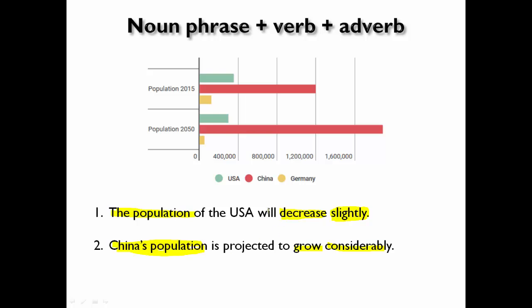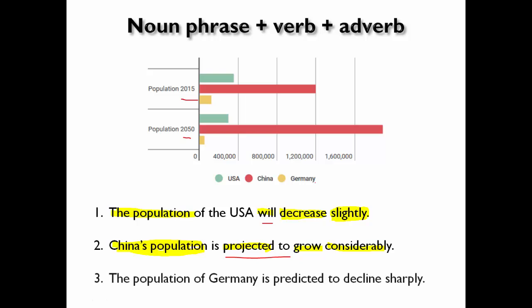And you'll notice that I put two future tenses. So we'll use a different color for that. Will and projected to, two future structures, because we're talking about the difference between 2015 and 2050. But you won't obviously use future structures all the time. You'll have to look at the graph and think about the dates that you're looking at. The population of Germany is predicted to decline sharply. So you'll notice you have the noun phrase, you have the verb, and you have the adverb.